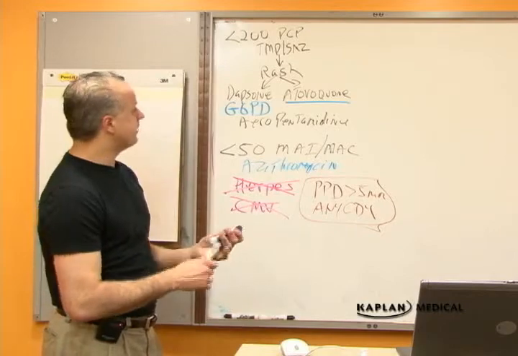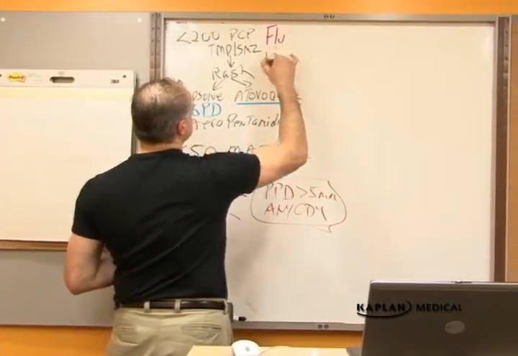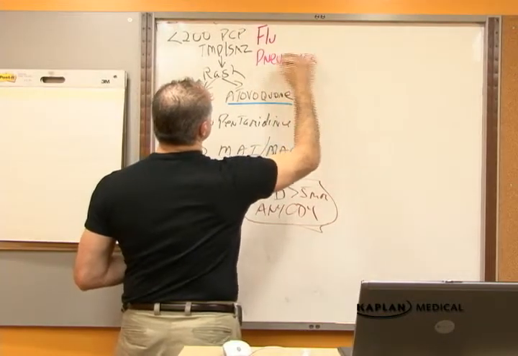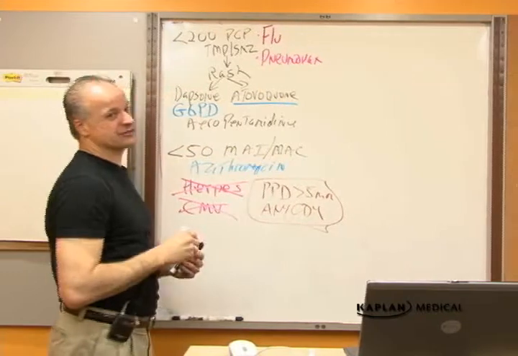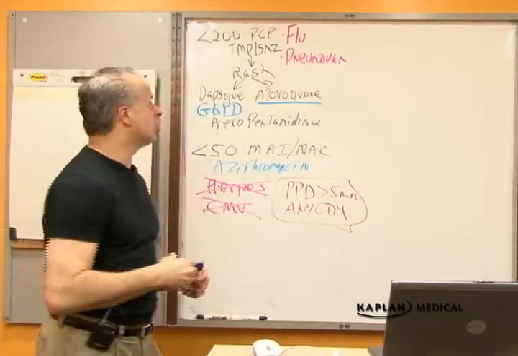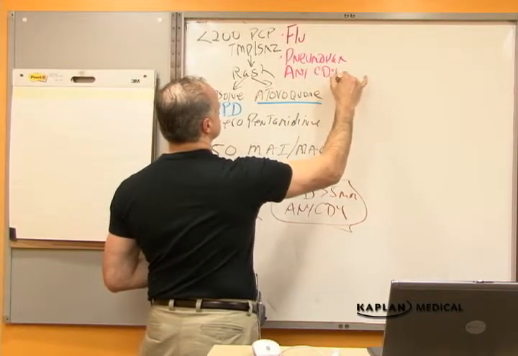Now, everybody who has HIV should get the flu vaccine and pneumococcal vaccine. The pneumococcal vaccine and the flu vaccine are routine for everybody who has HIV. Also, these are at any T cell count.